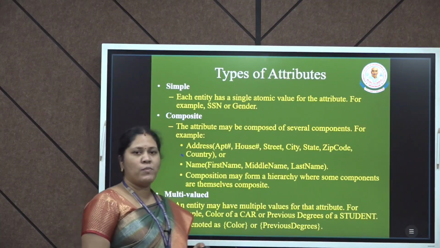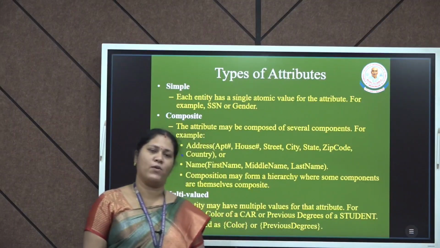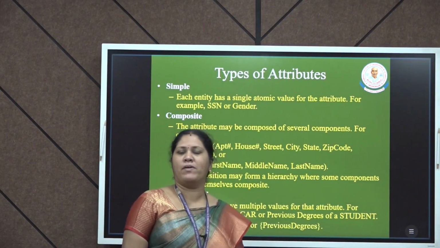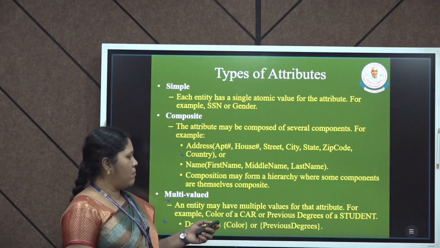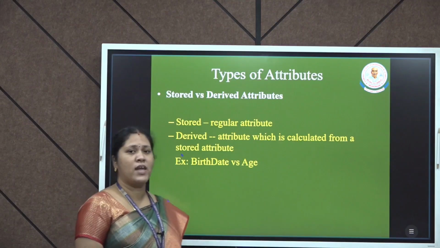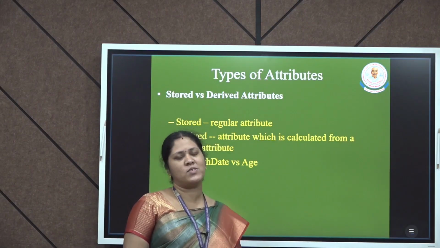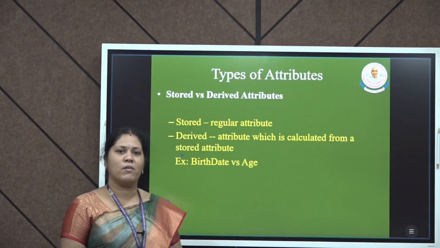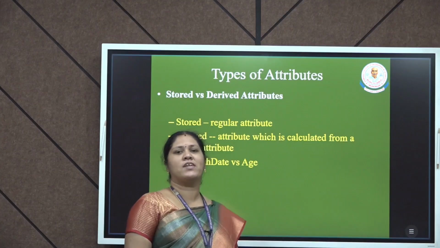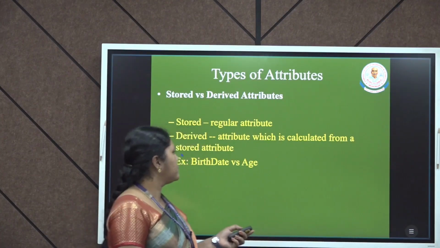And a multi-valued attribute is when an attribute has more than one value. For example, in real time we may have more than one mobile number. So these types of attributes are called multi-valued attributes. So next, stored versus derived attribute. A stored attribute is an attribute for which we give or store the value. A derived attribute is when we get a value for an attribute from an already stored attribute. For example, we can derive the age of a person from his date of birth.